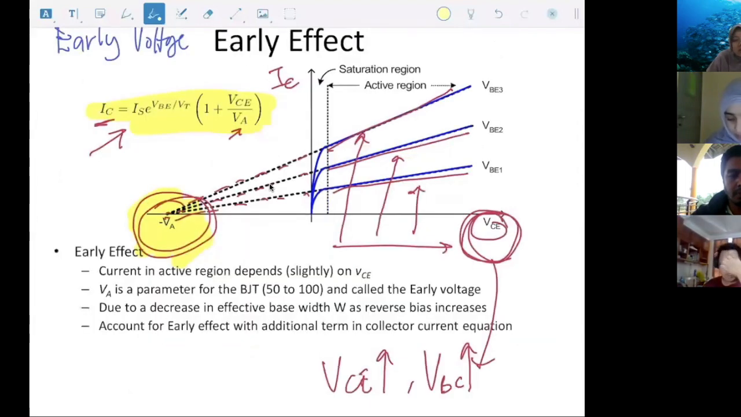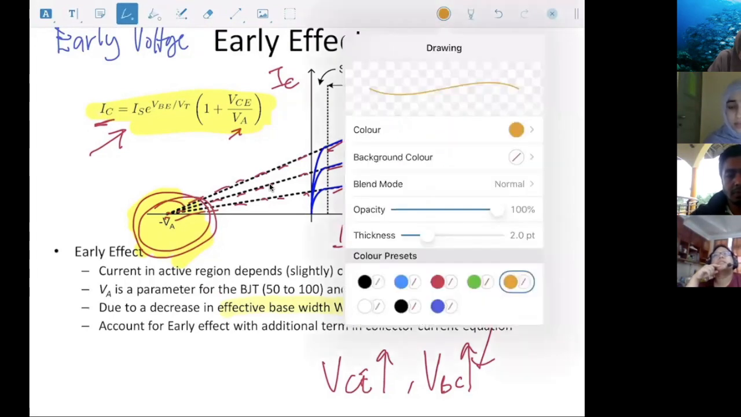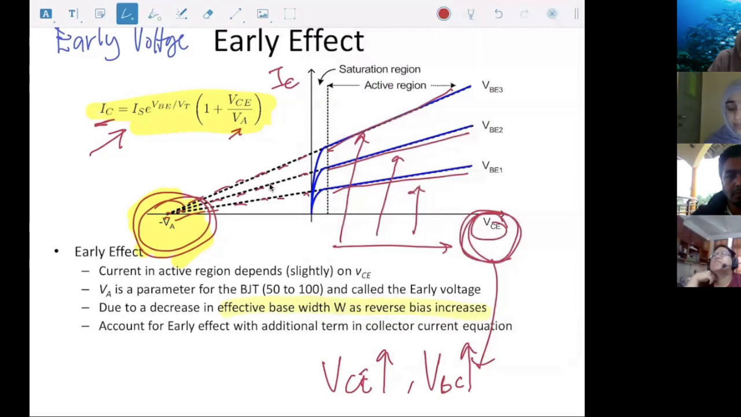So you can watch the video, or if you understand the explanation just now, great. Basically, it's just a reduction in the effective base width. As the reverse bias increases, you reduce the effective base region. When you reduce the effective base region, you reduce the recombination. When you reduce the recombination, what happens to the base current? Will it increase or decrease? Decrease. The base current will decrease.